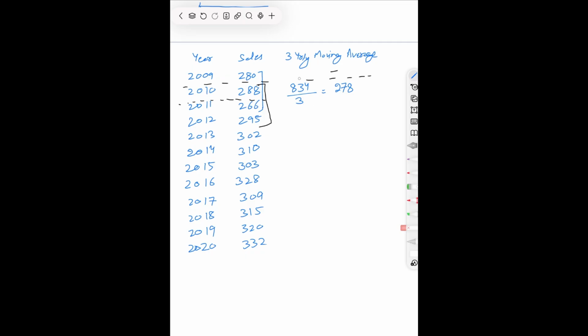Similarly, for the next 3 years, what we will do? We will just calculate the average of next 3 years. So this will be 288 plus 266 plus 295. Total will be 849 divided by 3. So this comes to 283. Let me put some gap between the figures so that it will be more clear.